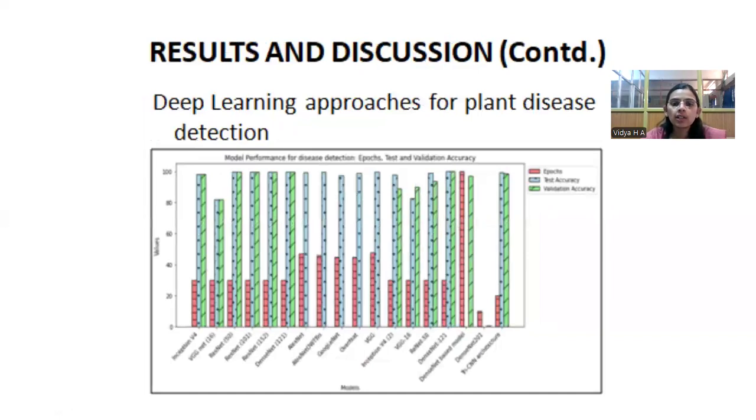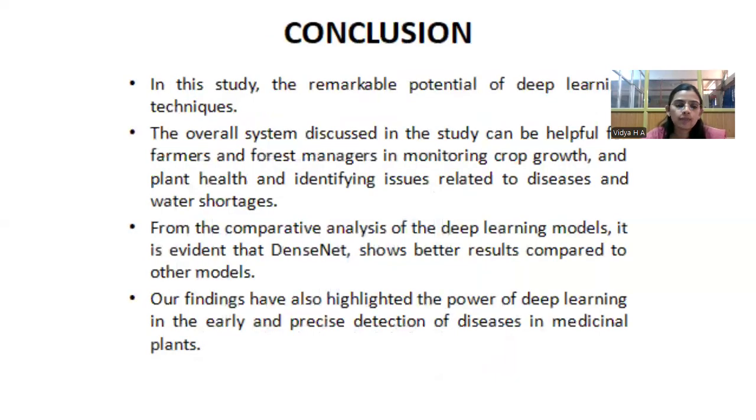This slide shows the deep learning approaches for plant disease detection. Here also we can see three types of bars. The blue bar indicates the test accuracy, the green bar indicates the validation accuracy, and the red bar indicates the number of epochs for which the model is trained. And here the models include Inception V4, VGGNet, ResNet, DenseNet, GoogleNet, and so on. And out of all these models, DenseNet shows good performance.